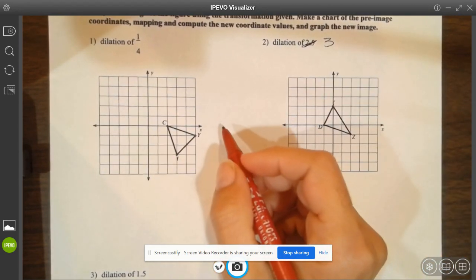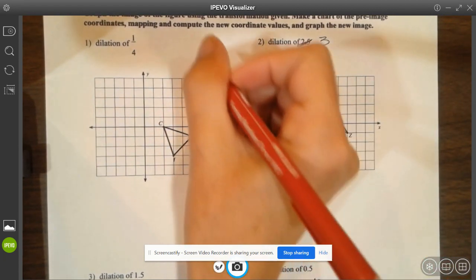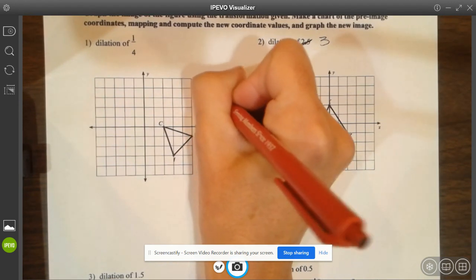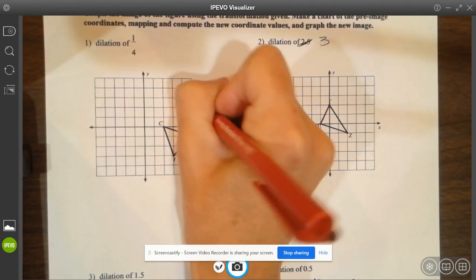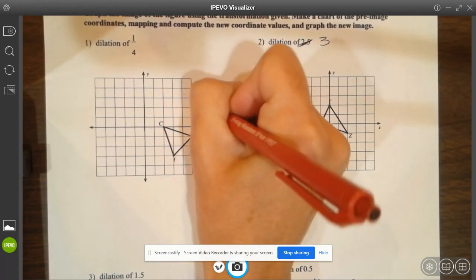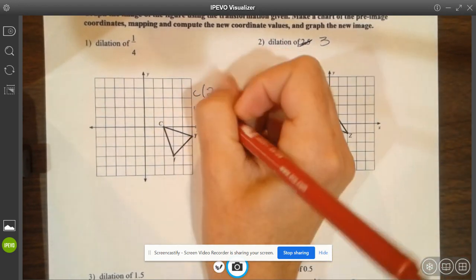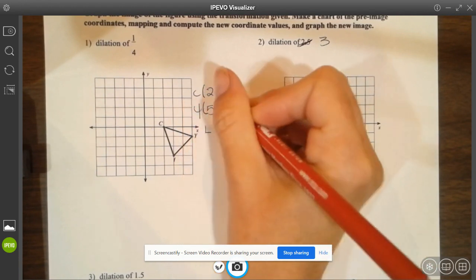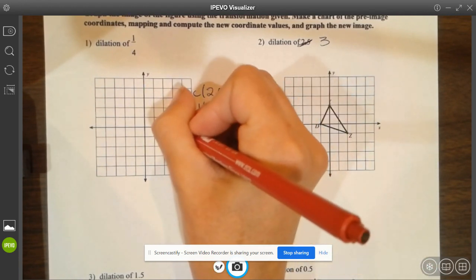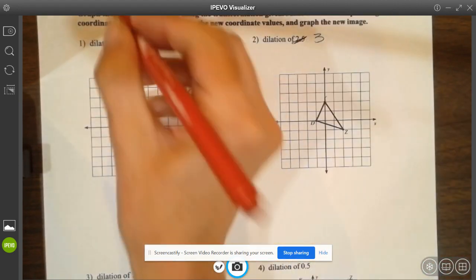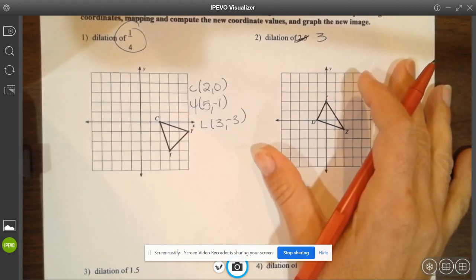All right, so let's look for the points first. So that's C, and that's 2 to the right, 0. Y is 5 to the right and negative 1 down. And then I don't know what that is. I think it's L. It's 1, 2, 3, 1, 2, 3. So that's 3 and then negative 3. And then it says a dilation of 1/4.